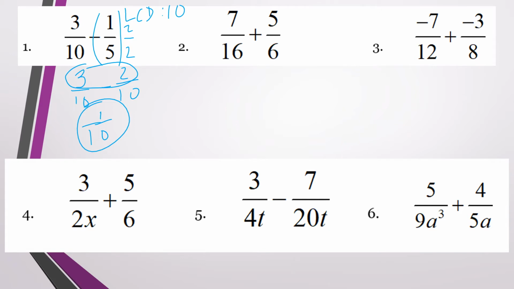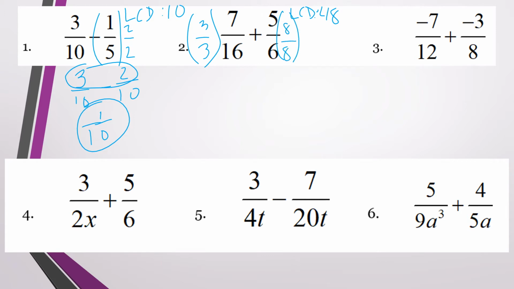For number 2, 16 and 6. So between the numbers 16 and 6, well, 16 times 2 is 32. 32 is not a multiple of 6. 6 times 3 is 48. 48 is a multiple of 6, so my LCD is going to be 48. I'm going to multiply 16 by 3 and then 6 by 8 to get to 48.